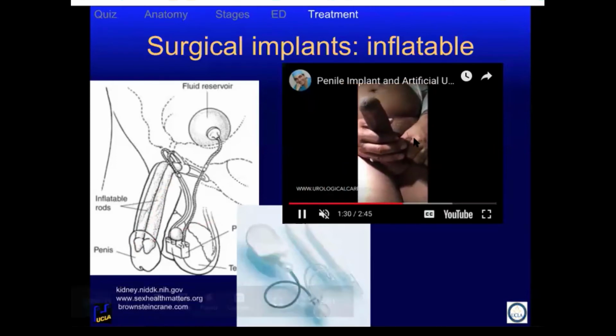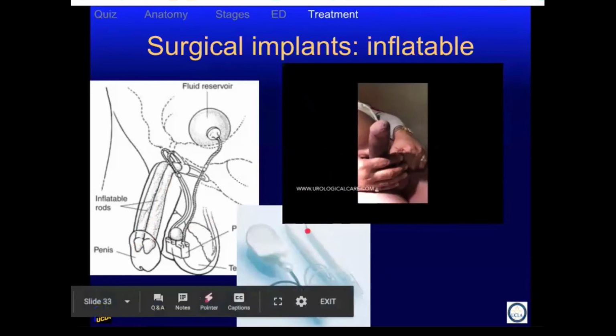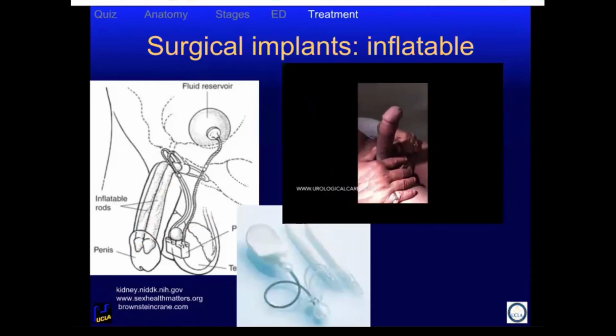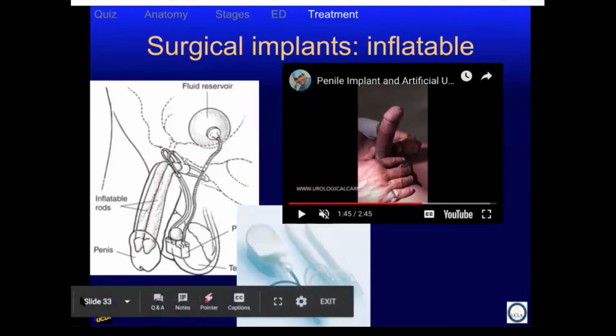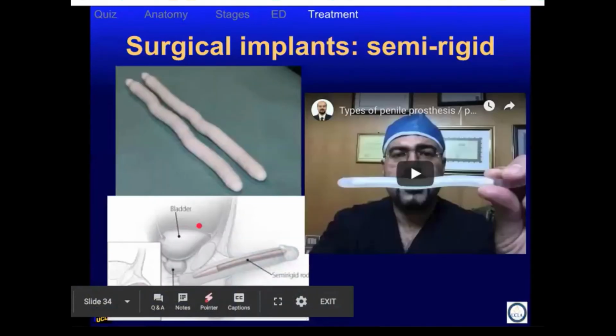And this is what they're doing. This is how they do it. So they pump, and then it causes the erection of the penis. Obviously, this is going to require manual dexterity. So if the patient does not have that capacity, then this is not an appropriate therapy for them. This is an alternative therapy for patients who do not have manual dexterity.